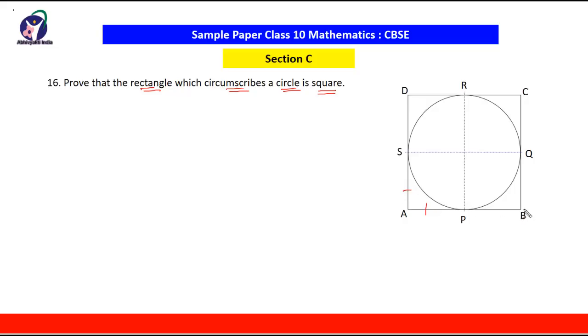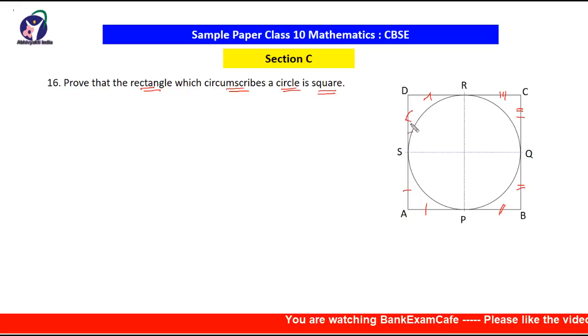Similarly, B is an exterior point, and the tangents drawn from it to the circle, BP and BQ, will be equal. Similarly, C is an exterior point of the circle, so CR and CQ are the tangents drawn from the exterior point, and these two tangents will also be equal. Similarly, D is an exterior point, and the tangents DS and DR drawn from it are also equal.